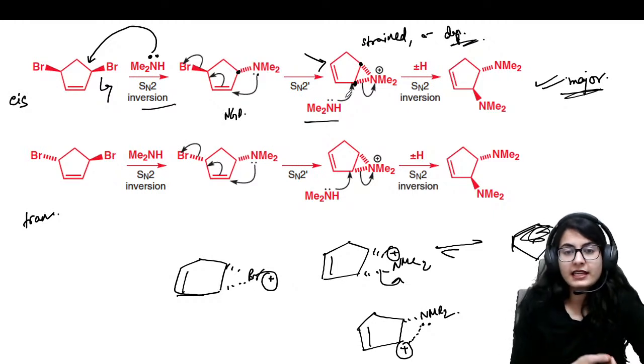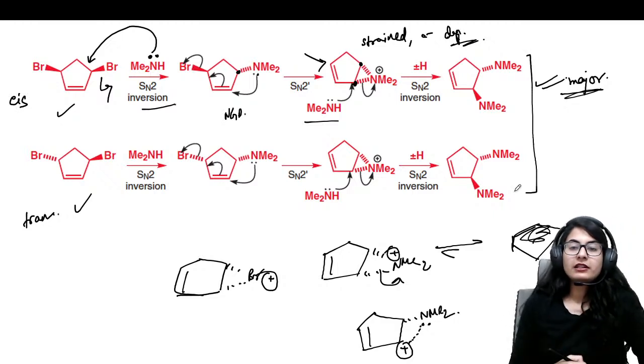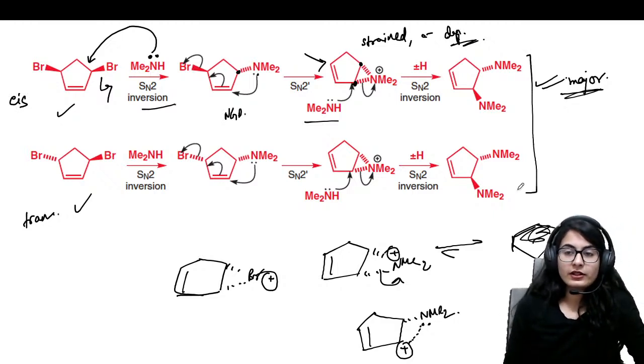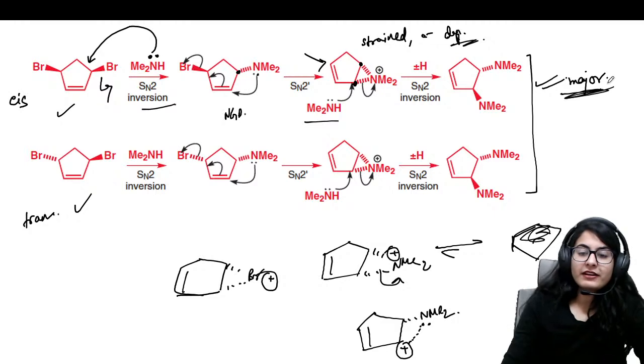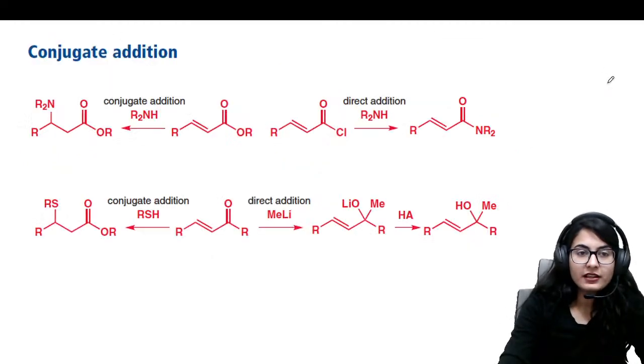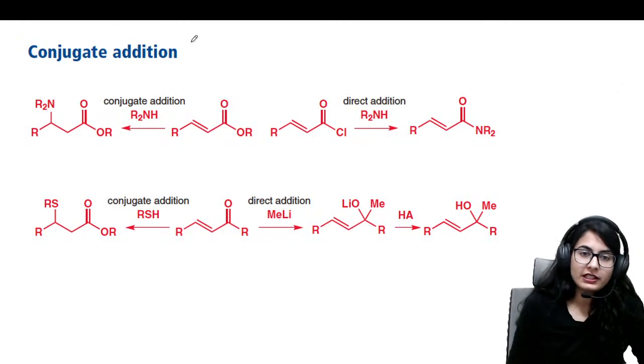ठीक है? Yes. So in whichever case you follow, cis or trans, whichever case you follow, you will get the 1,2 diamine only. In this way, it is going to give you the reaction. This is your major product. Okay? Alright. So we have understood a lot of things, guys. Let's now do this simple conjugate addition revision.